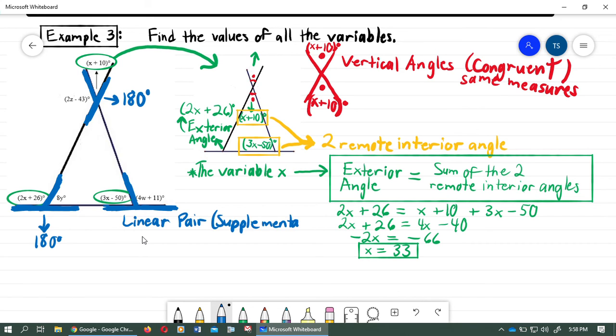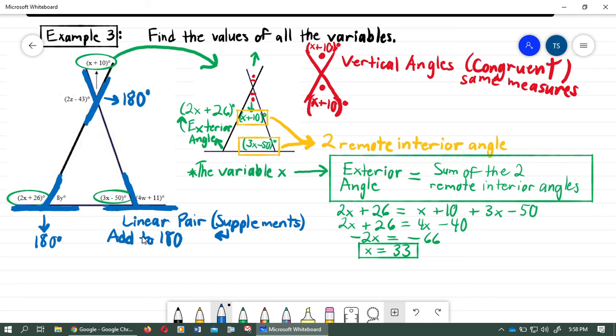Okay, I'm just going to write supplements for right now. The two angles that form a linear pair are supplements, which means they add to 180 degrees. But before we actually use what we just talked about as far as those linear pairs, we need to plug in our value for x into all of those variable expressions that have x in there. And that's what we're going to do right now.